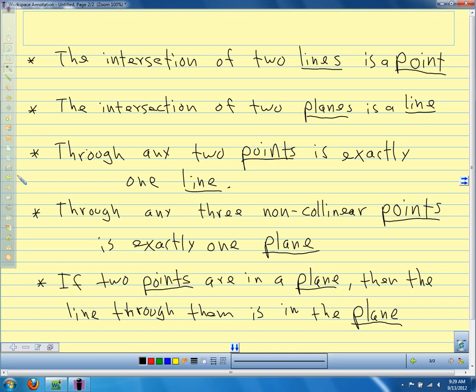Last question. Why is the order of the letters important when we name a ray? Because a ray only extends infinitely in one direction, so when we name it, we have to tell ourselves what direction the ray is pointing. The ray only extends in one direction, so that's why the order is important when we name a ray.